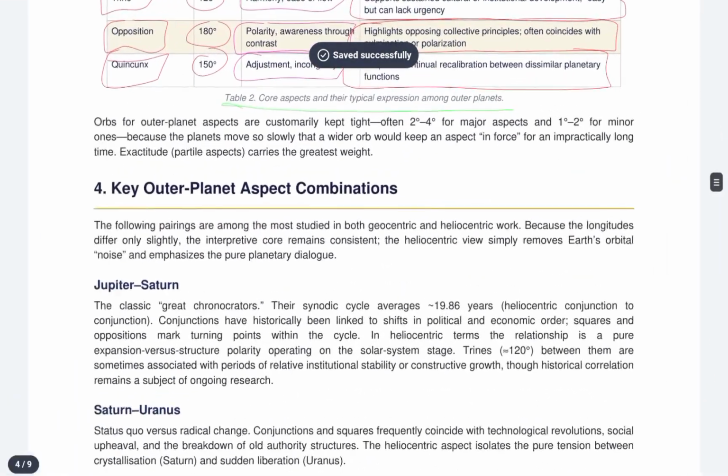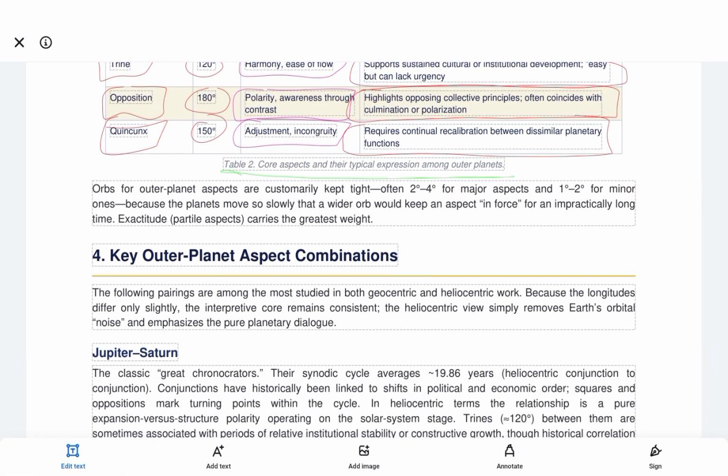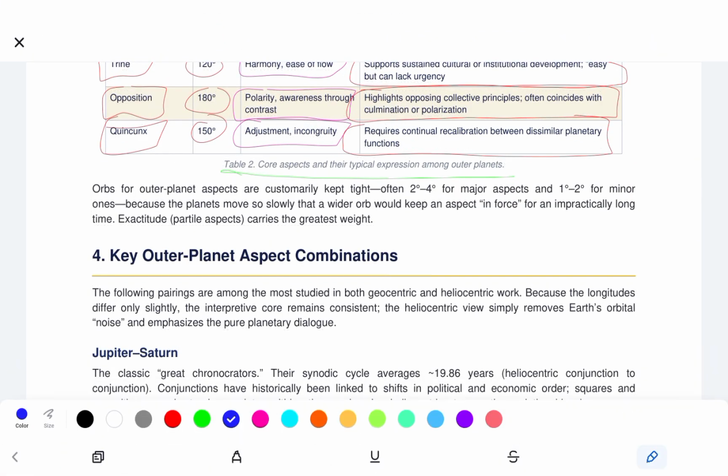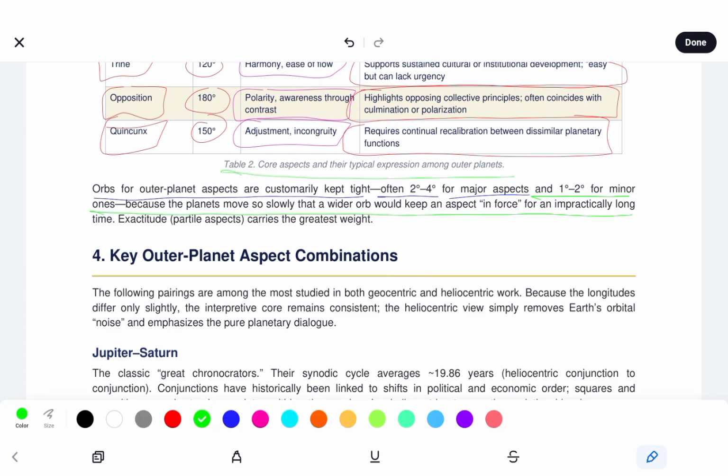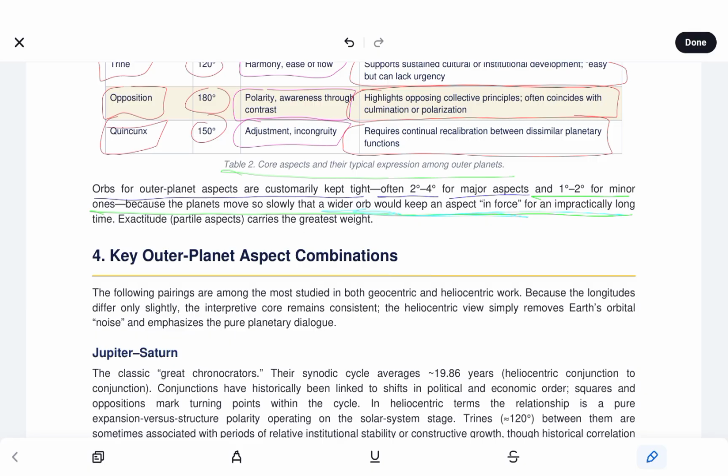Alright, so now we're seeing that orbs for outer planet aspects are customarily kept tight, often 2 to 4 degrees for major aspects, and 1 to 2 degrees for minor ones, because the planets move so slowly that a wider orb would keep any aspect in force for an impractically long time.